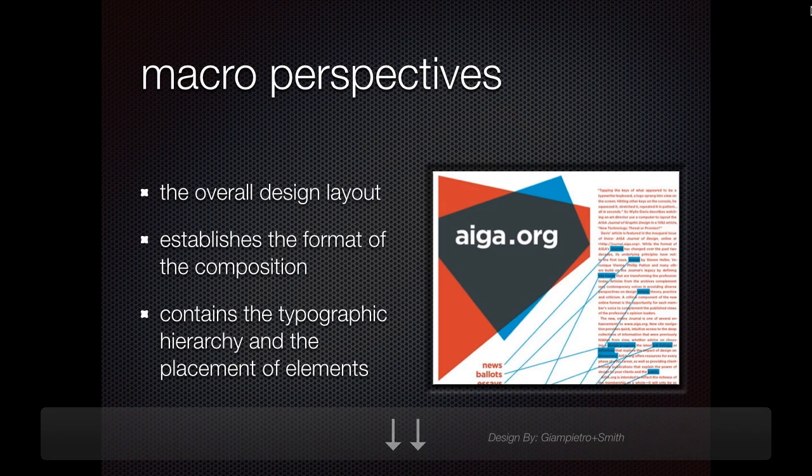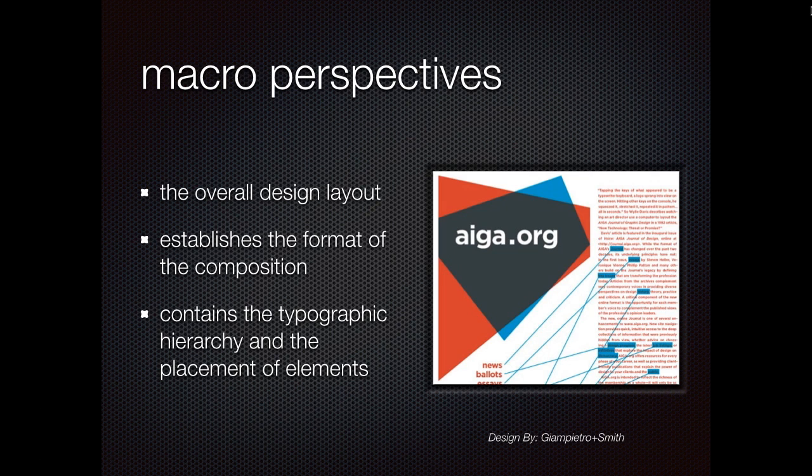You want to think about the macro perspective, the large-scale stuff, and also the micro perspective, which we'll talk about in a second. Macro perspectives is the overall design layout, right? It's the format of the overall composition. Is there a typographic? Sorry, my next class, the lecture's on topography, and today is on typography. So I'm going to get those two mixed up. It's going to happen, right? Do you have a hierarchy in place that kind of establishes what elements are more important than other elements?